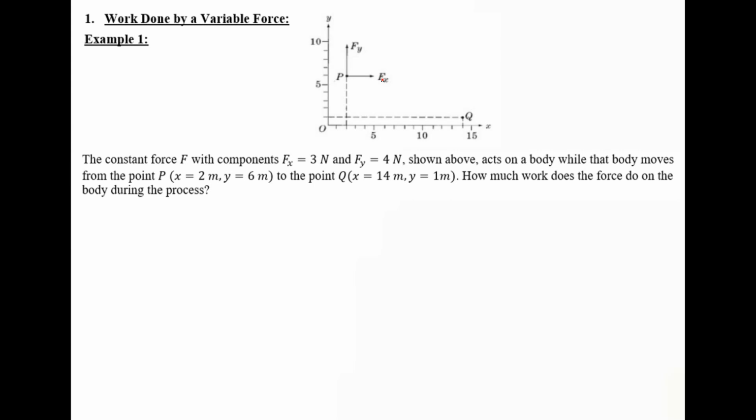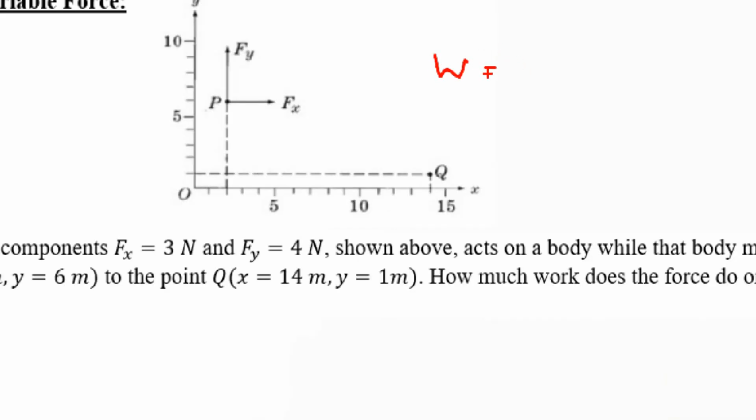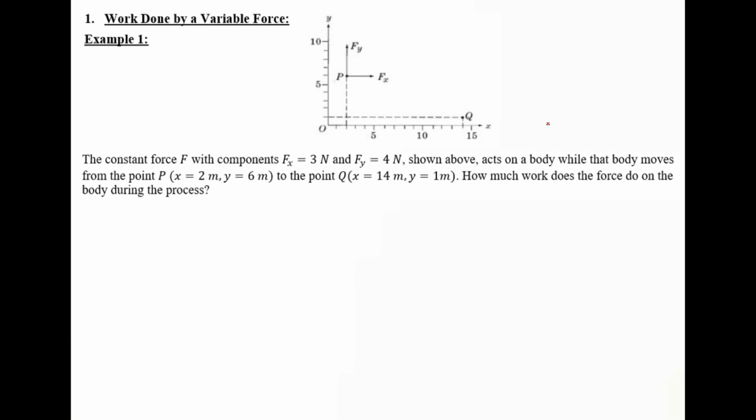So at the first glance, you might think that because the force is constant, 3 and 4, in magnitude and in direction, this means that we should use the work to be F dot D. However, we're going from the point P to the point Q, and the path is not defined. For this reason, we need to use the integral form given by F dot dr, and we can represent it as a sum between the horizontal and the vertical integral.